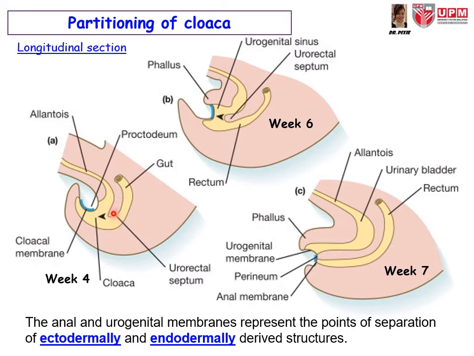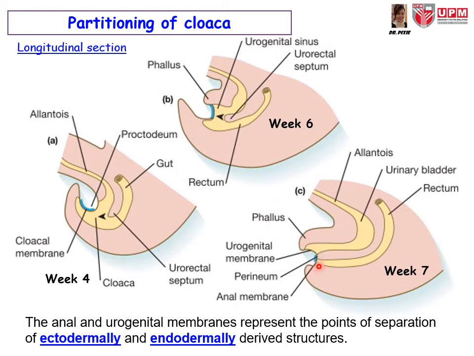Now in week 4, the urorectal septum is growing towards the cloacal membrane. In week 6, it is growing closer to the cloacal membrane and is slowly dividing it into the ventral urogenital sinus and the dorsal anorectal canal. And this is the growing phallus. At week 7, the urorectal septum will fuse with the cloacal membrane to become the perineal body. Then it also partitions the cloacal membrane into the urogenital membrane and the anal membrane.